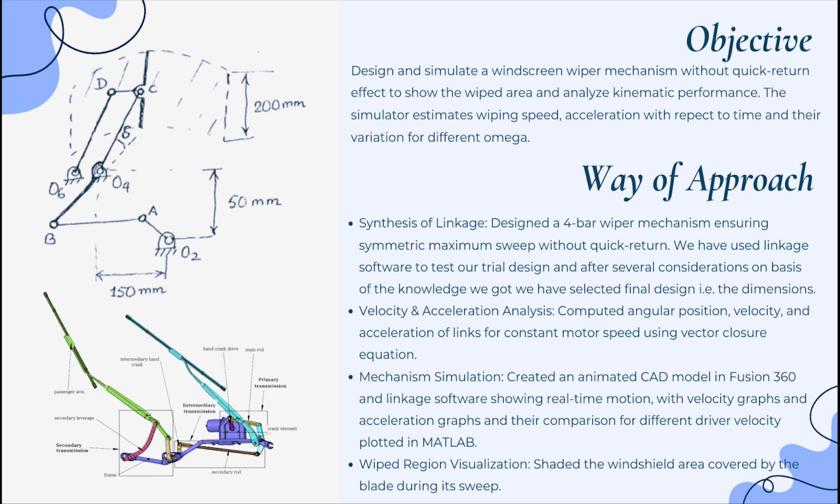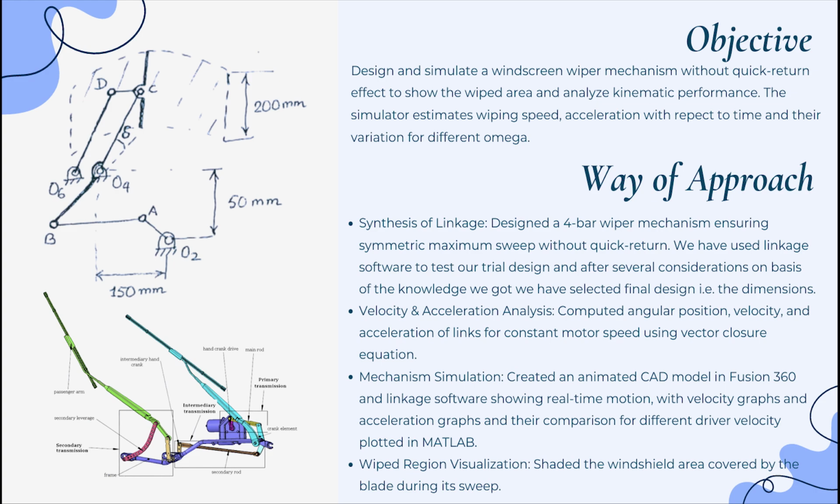Second, velocity and acceleration analysis. Using vector loop equations, we computed angular position, velocity, and acceleration for a constant motor speed. Third, mechanism simulation. We created an animated model in Fusion 360 and the linkage software. We also plotted velocity and acceleration variations for different driver speeds using MATLAB. Finally, we visualized the wiped region, shading the full area covered by the blade during its motion.